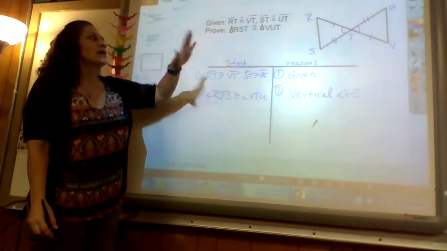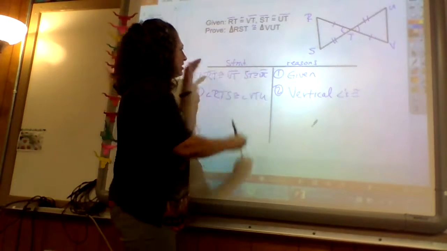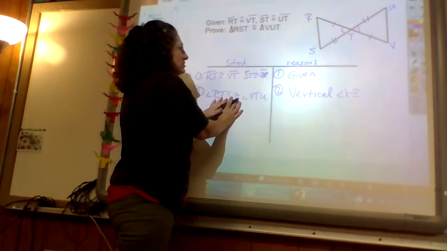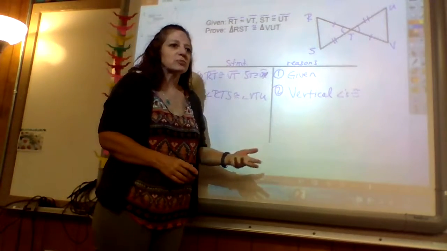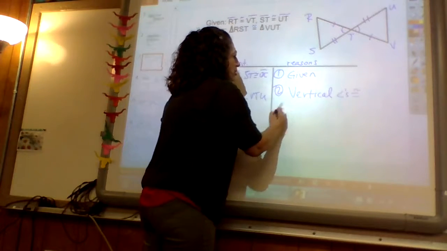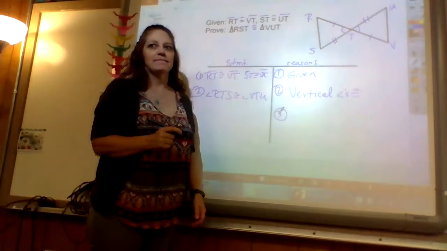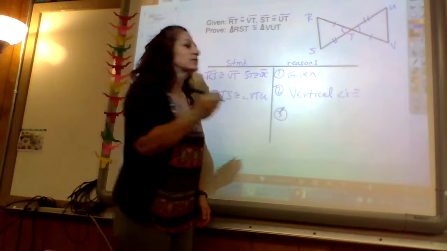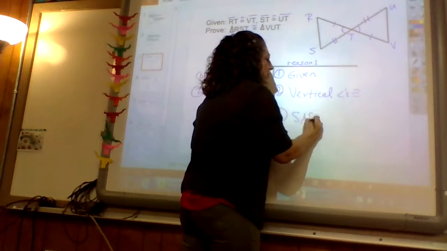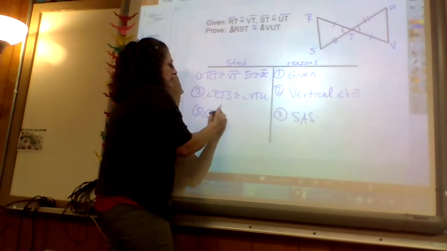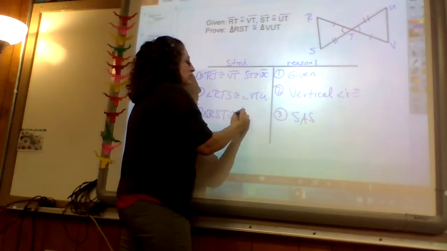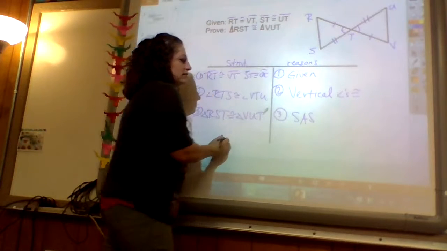Okay. Now I have three sets of markings on my picture. I have one, two, three sets of things listed in my statement side. I have enough information to prove the triangles congruent by which one of those two ways? Side, angle, side. By the side, angle, side postulate, I know that triangle RST is congruent to triangle VUT.